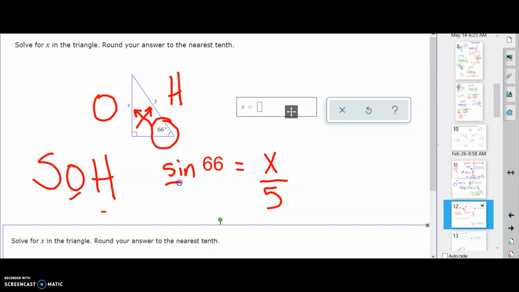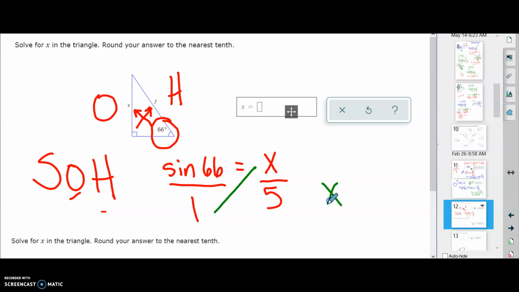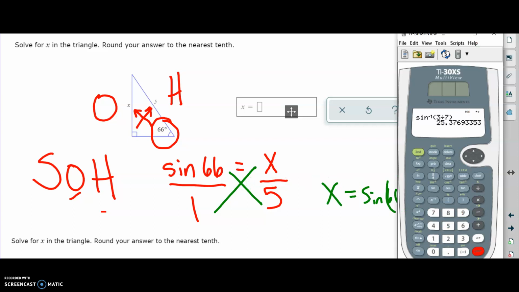So remember, I make it a proportion. So I just put this guy over 1. Okay, and then we cross multiply. So 1 times x is x. Sine 66 times 5. And remember, we just need to be careful with our calculator. Put parentheses around those before we hit the times 5. Okay, if you're doing this on your cell phone, you would type the 66 first.